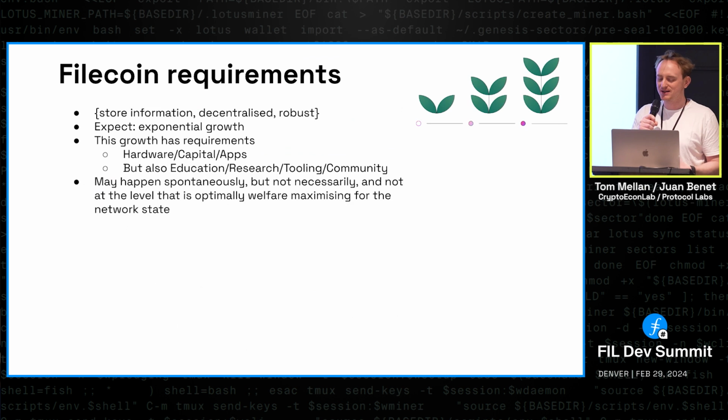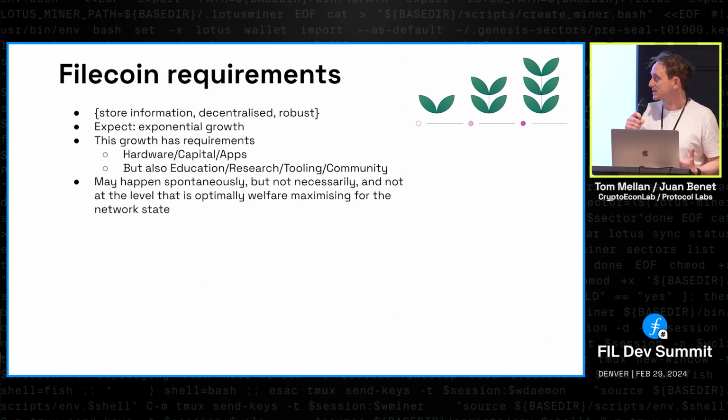So how does Filecoin differ from Optimism? Filecoin has specific requirements. Quick recap, Filecoin as a network, the key points are: store information, do this in a decentralized way, do it in a robust way. And the expectation is there's going to be exponential growth for at least the medium-term horizon, with trends in computing and the continued flow of capital towards decentralized applications.